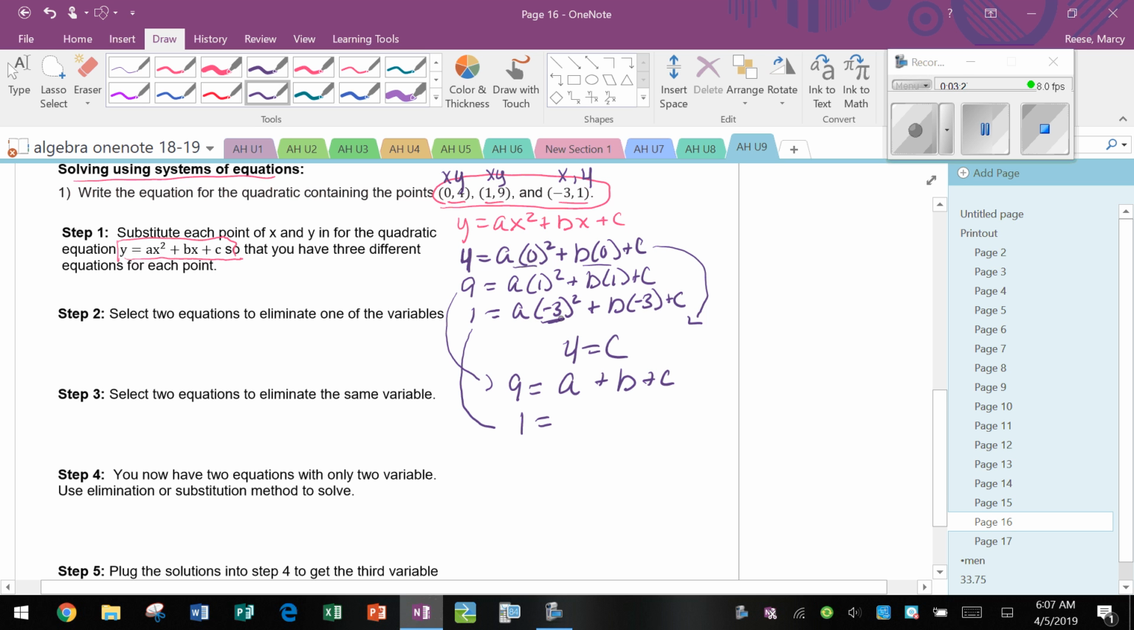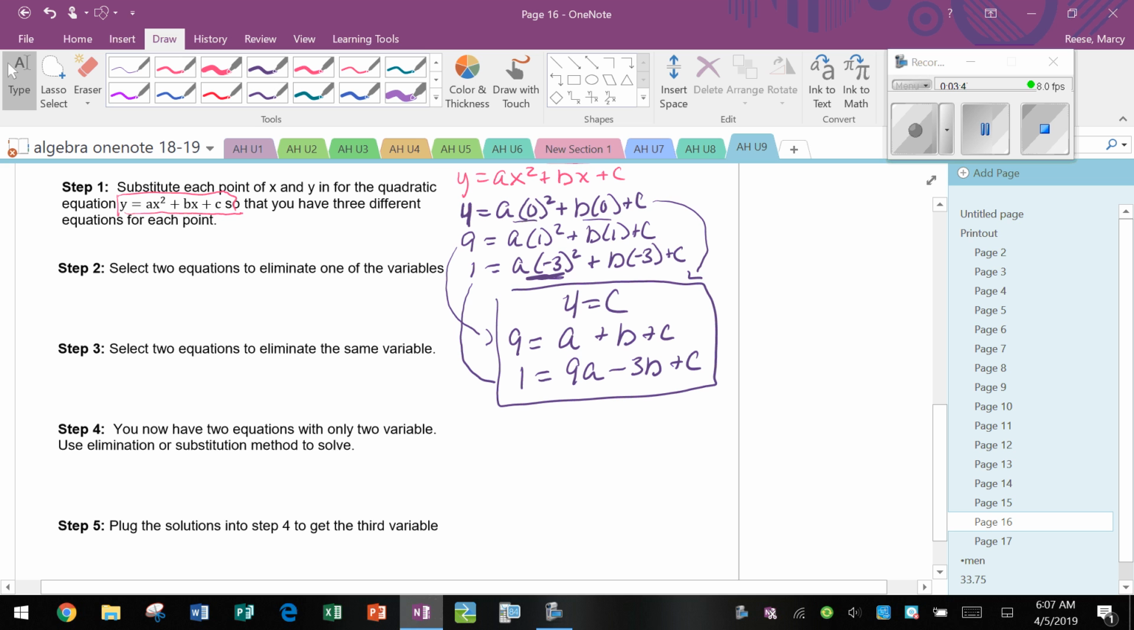Now this is where the parentheses are important. See where it says a is multiplied by negative 3 squared. Negative 3 squared is positive 9. So it becomes 1 equals 9a minus 3b plus c. Okay? So these are now the 3 equations I'm going to use to find a, b, and c.